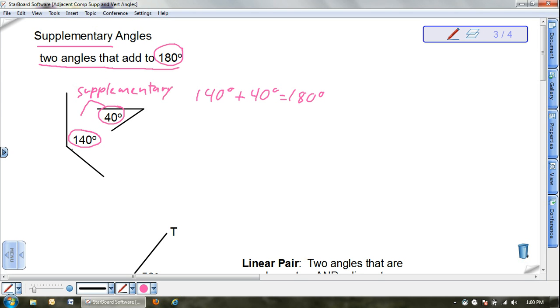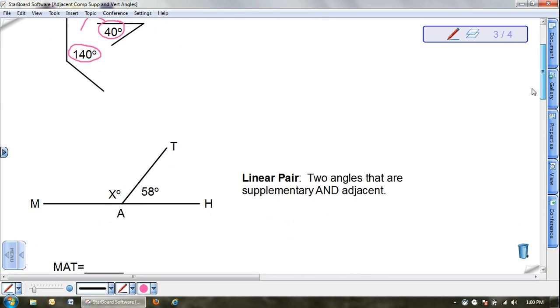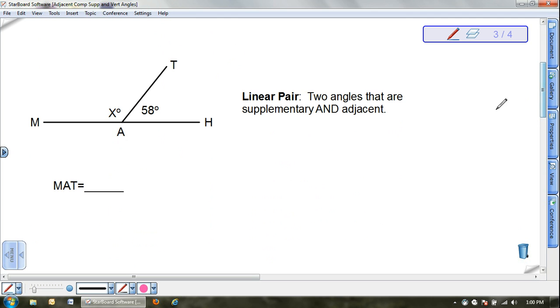Okay, good. So once again, they can be separated or they can be stuck together like you can see down here. And when they're stuck together like this, what happens is we actually have an angle right here, MAH. We know that MAH is a straight angle. Okay, so its measurement is actually 180 degrees.